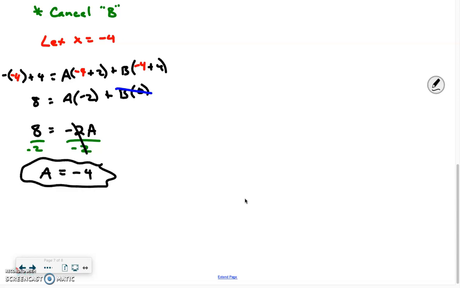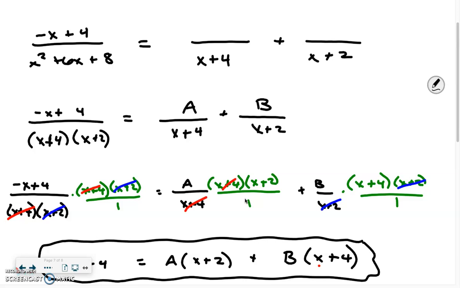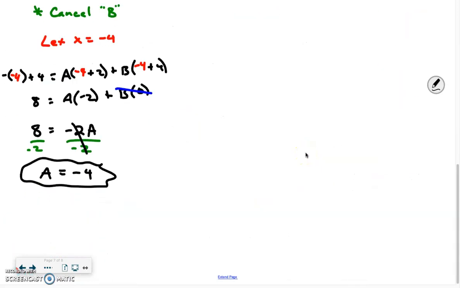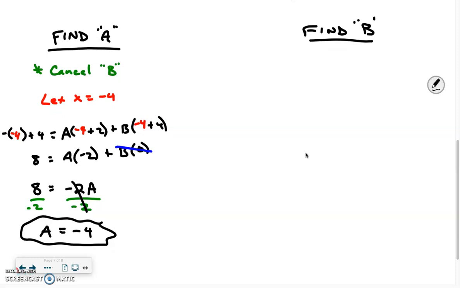Now, again, not our final answer or anything, but if A is negative 4, we now know back at the beginning what we're going to plug in place here for A, which is going to be the numerator over the x plus 4. So now we focus on finding B, and in a very similar fashion, when it's time to find B, what we really are going to be doing is we're going to try to cancel A.